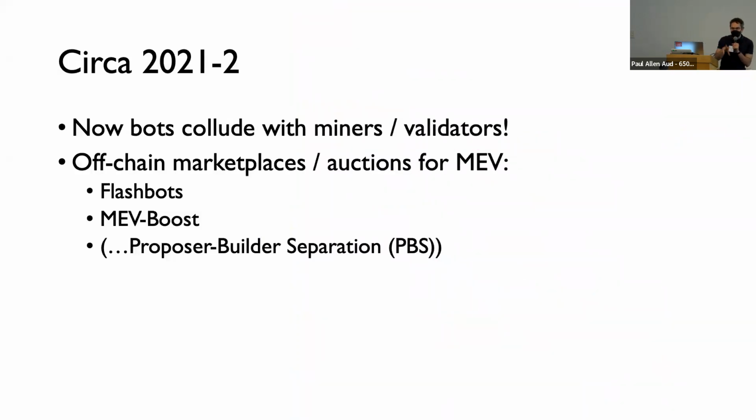Now, bots are actively colluding with miners or validators. And in fact, there are off-chain marketplaces and auctions for MEV, for these opportunities to take advantage of users' transactions. Much of this is thanks to Flashbots, a system that now enjoys the participation of, I think, well over 90% of miners, soon to be validators in Ethereum. And Flashbots is evolving in various ways.